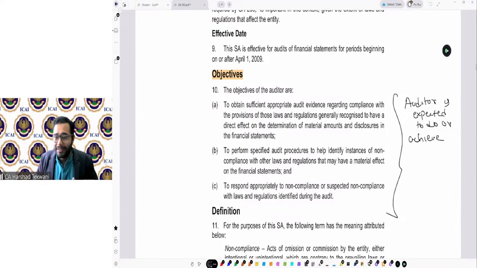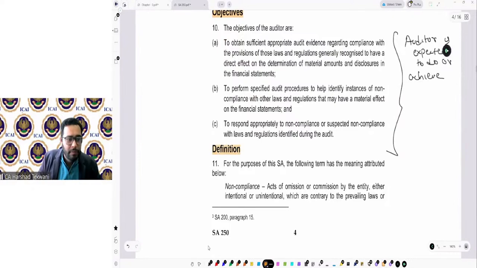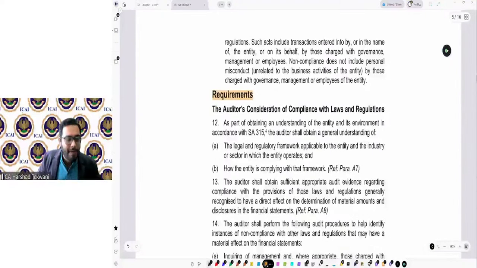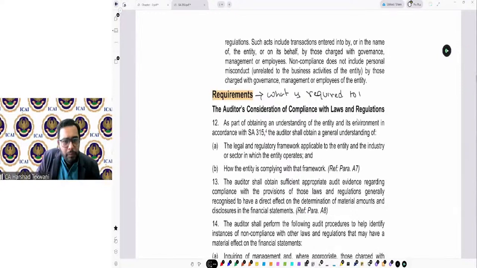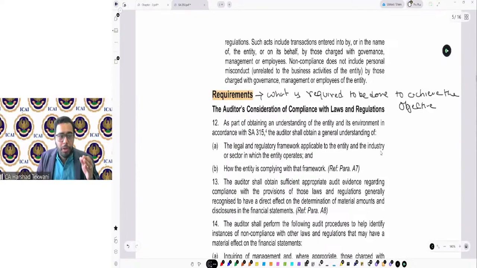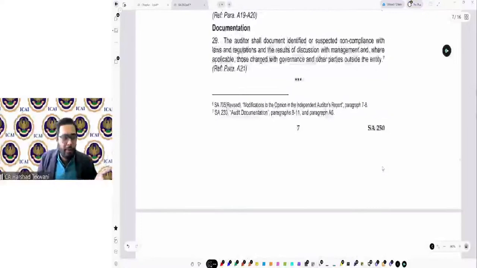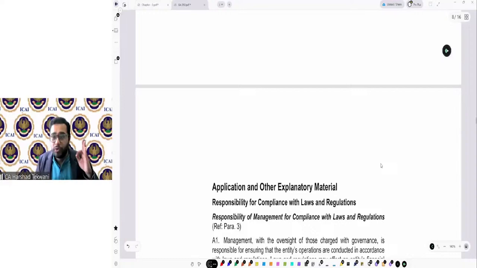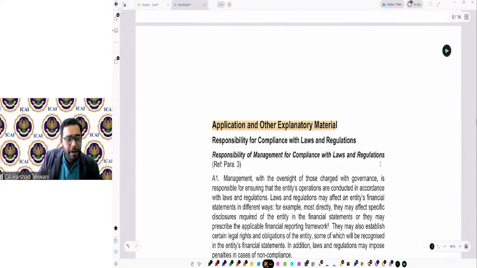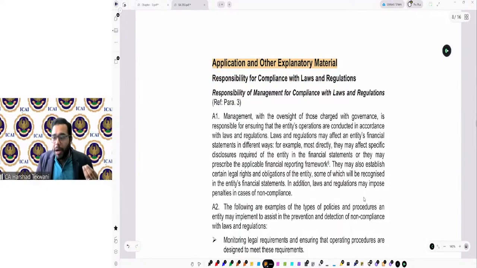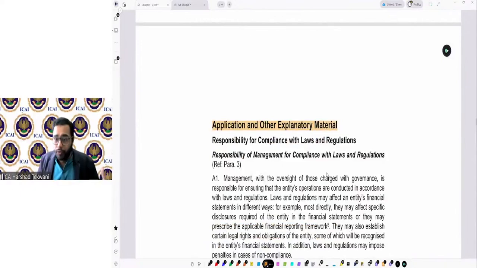Then you have definitions, key terms. And then you have the requirements, which is what you have to do to achieve the objective. Then comes the application and other explanatory material, a very important part which people do not read. This is the explanation given in the standard itself that explains why a para or requirement is there. It gives you a lot of insight and is very useful for understanding these standards.